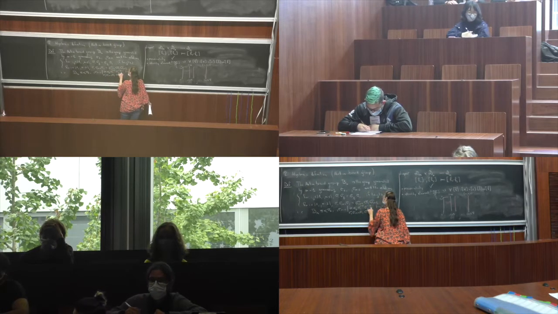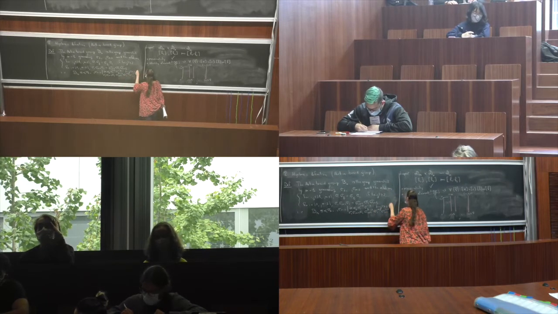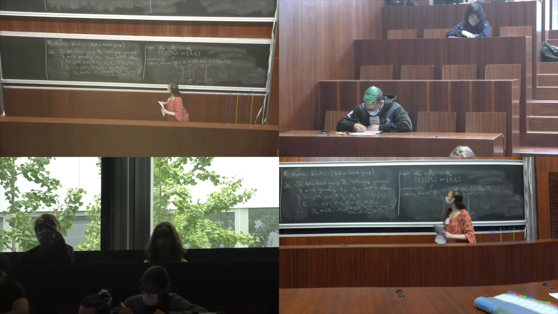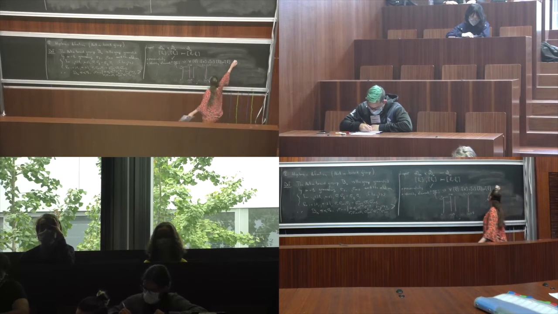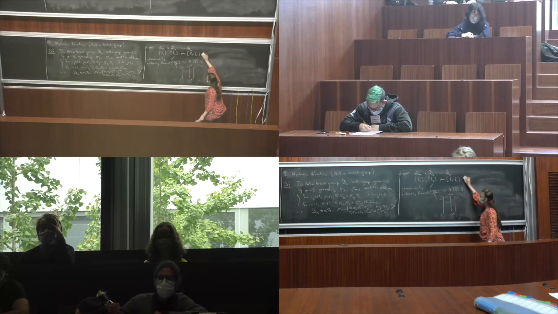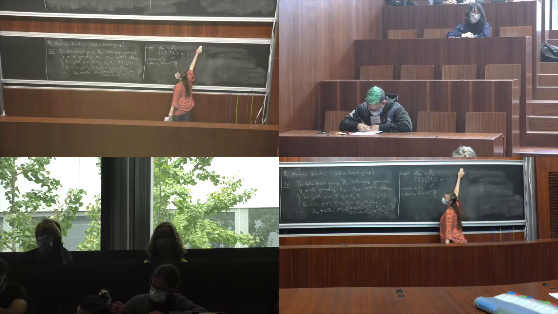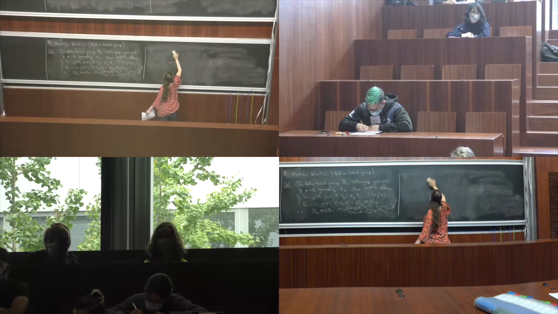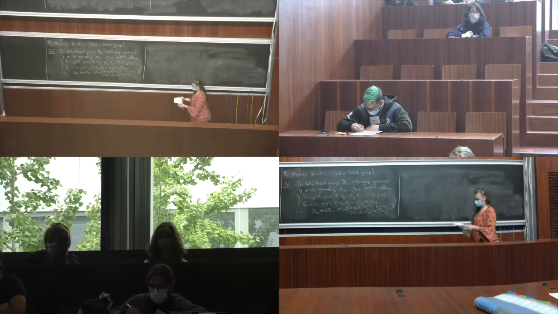Sigma i plus 1 minus 1, sigma i minus 1, sigma i plus 1 minus 1. And I should add the indices, but I want to spare some blackboard. So, for this to be a definition, I must justify to you what it means to be a group generated by generators and relations.